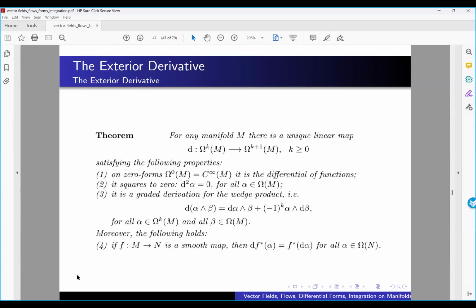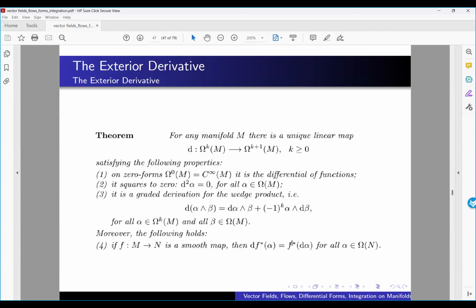Then d composed with d is 0 for every form, and it's a graded derivation. So the exterior derivative of the wedge product of alpha and beta is d alpha wedge beta plus minus 1 to the k, where k is the degree of the form we are on in the domain, alpha wedge d beta. And very important is that the exterior derivative commutes with the pullback. The exterior derivative of the pullback of alpha by f is the pullback of the exterior derivative of alpha. So we are going to use this.